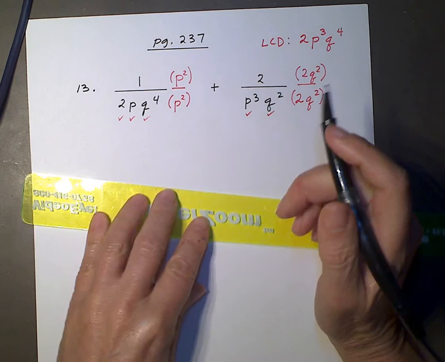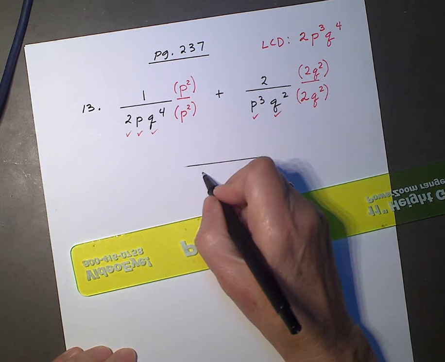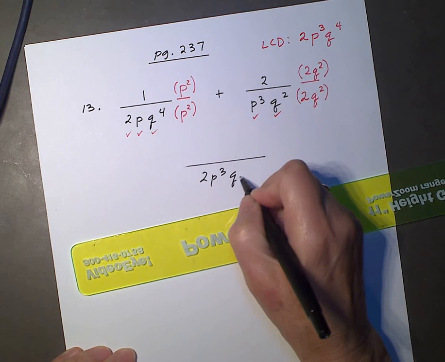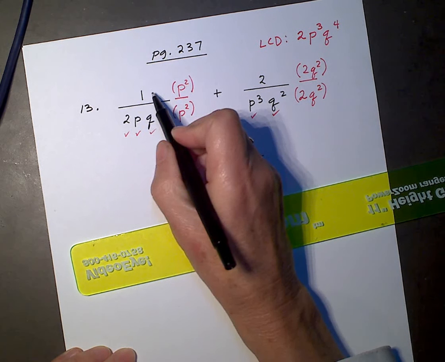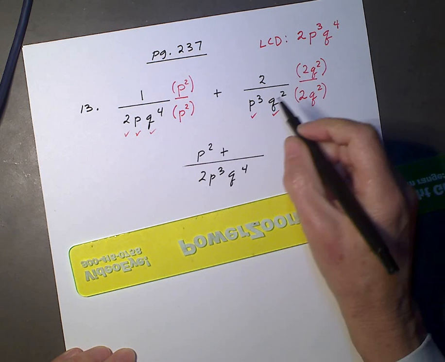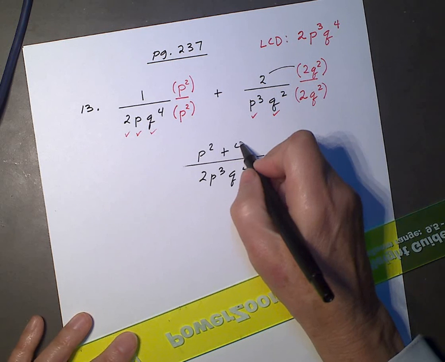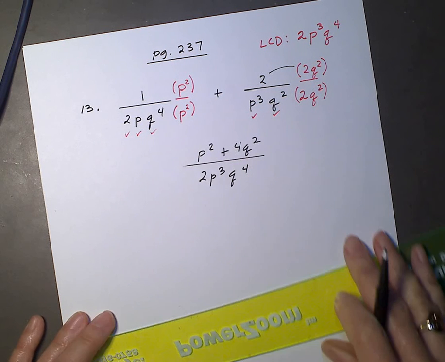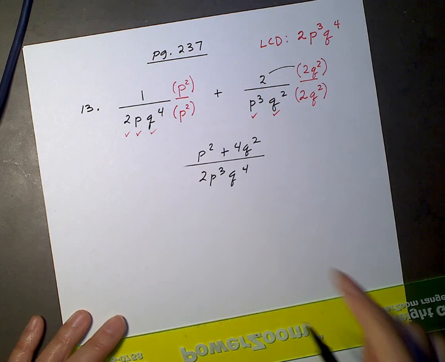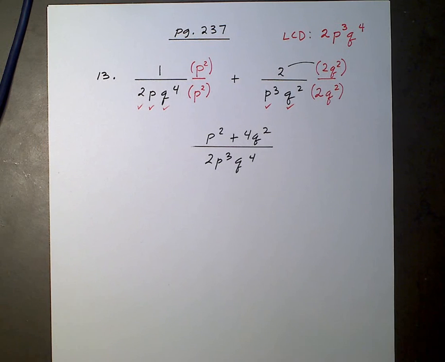So writing it over that, I have to combine these numerators. So 1 times p squared is p squared, plus 2 times 2q squared will be 4q squared. There's no common factors to factor out of that sum, so with this I'm done, and that's the final simplified answer.